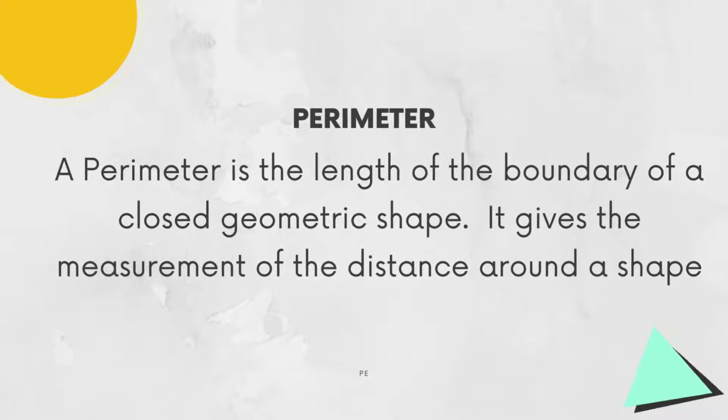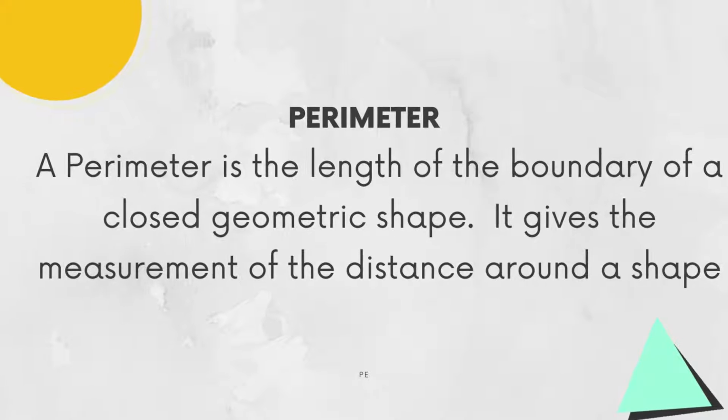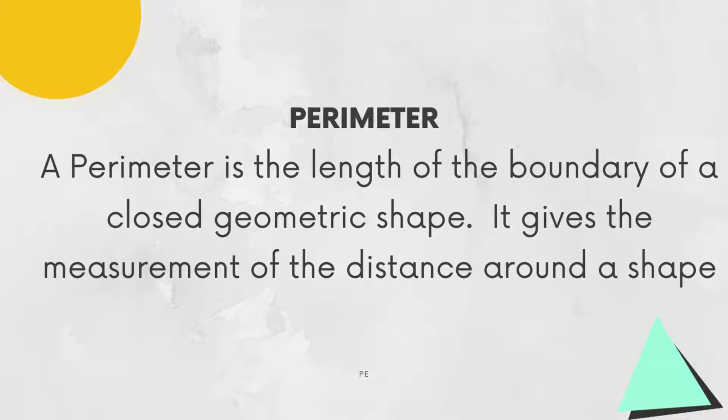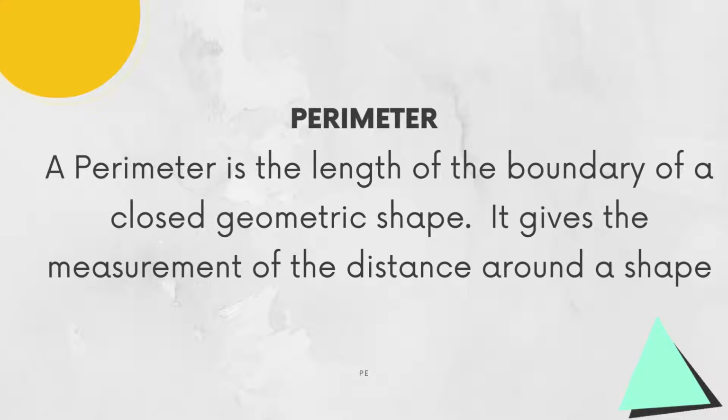Perimeter. A perimeter is the length of the boundary of a closed geometric shape. It gives the measurement of the distance around that shape. Here are the perimeter formulas for typical geometrical figures. For the sake of a test or in-class quiz, you will be required to commit them to memory.